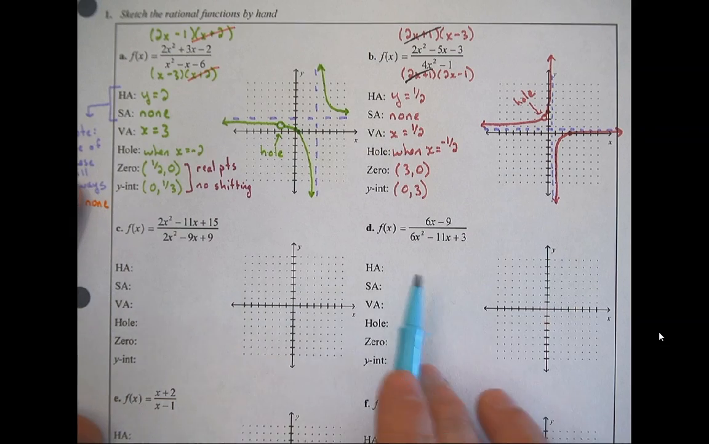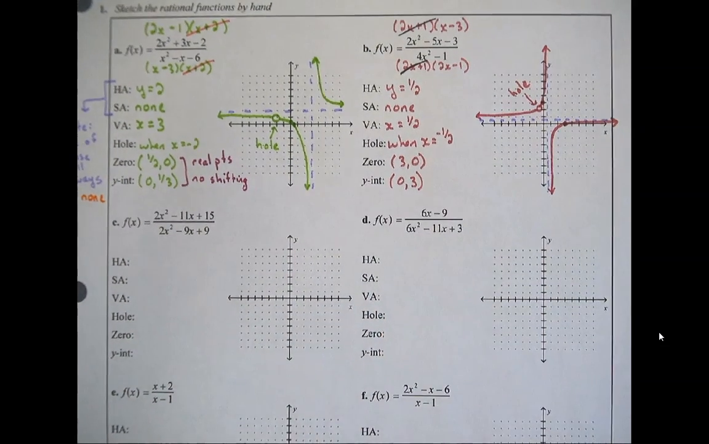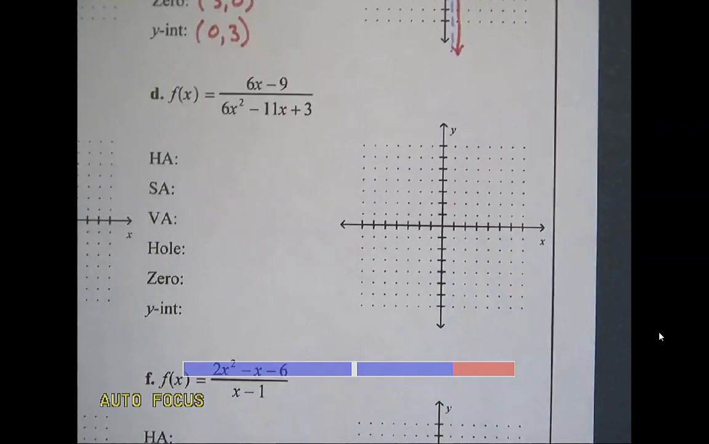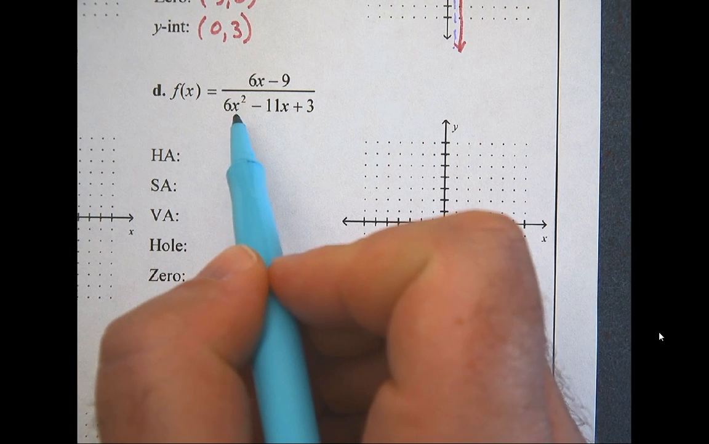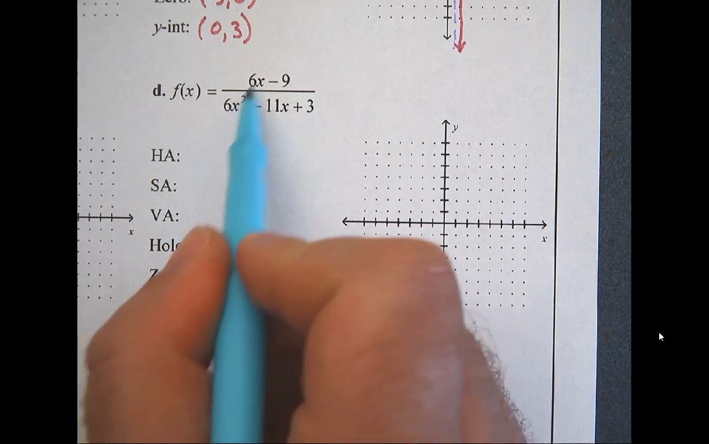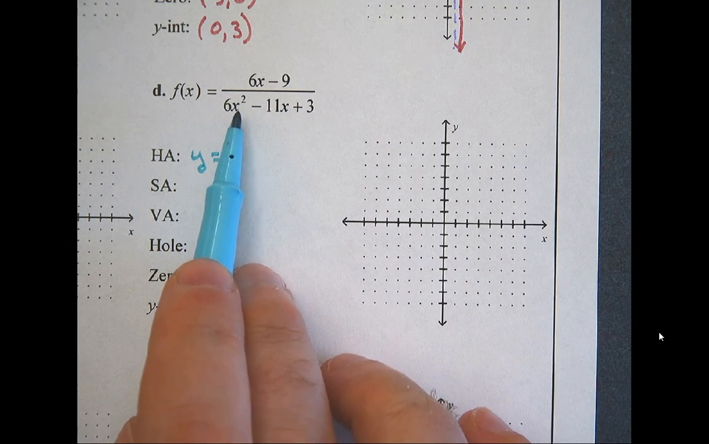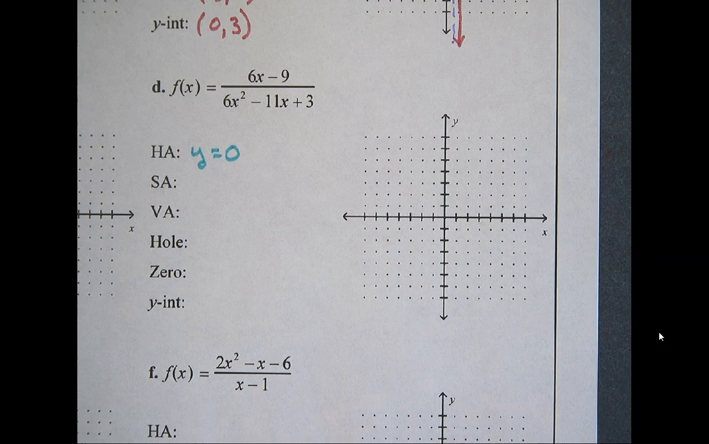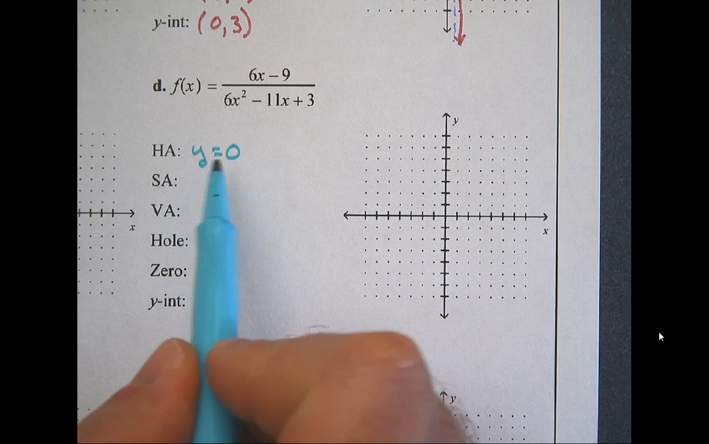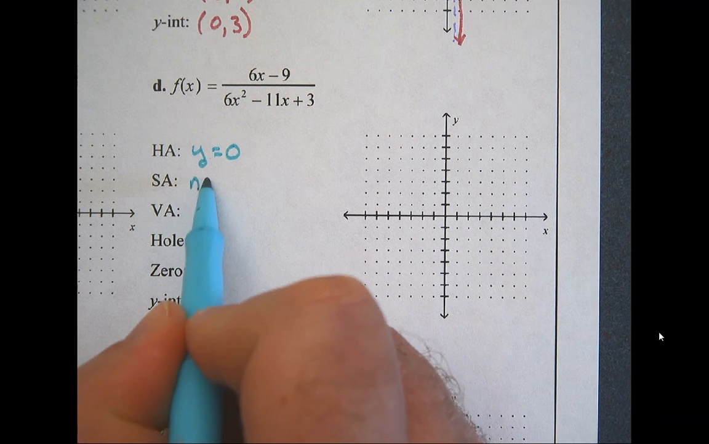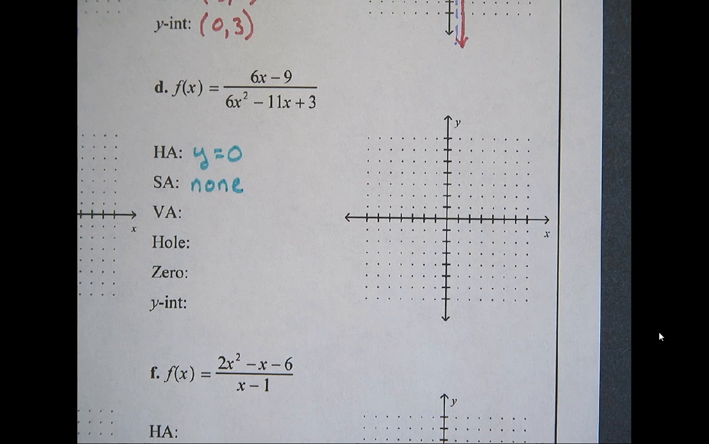So let's start off. HA. Do I have more x's on the bottom, top, or tie? More x's on the bottom. So if there's more x's on the bottom, that means the graph levels off at 0. I think about it as there's more x's on the bottom, so my graph is getting pulled down to nothing. Now, if you have an HA, even if it's y equals 0, you do not have an SA. That's automatically none. VAs, I've got to figure out what cancels.